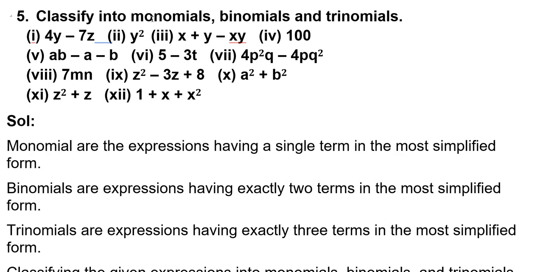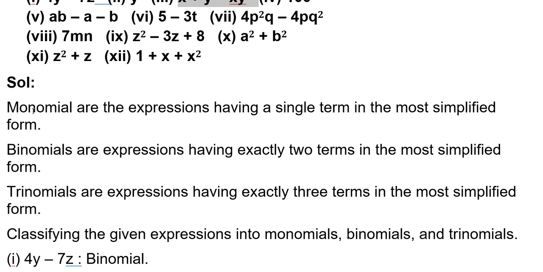Fifth problem. Classify into monomials, binomials and trinomials. The expression 4y minus 7z. Where only one term is there, that is a monomial. Where two terms are there, that is a binomial. Where three terms are there, that is a trinomial.